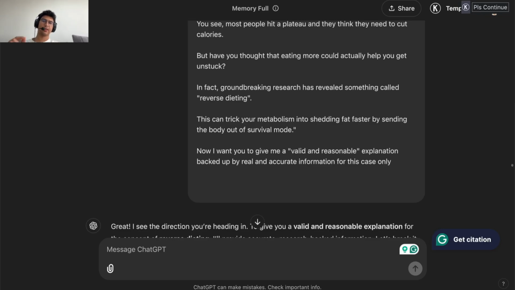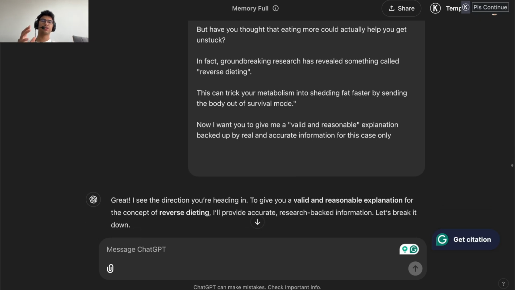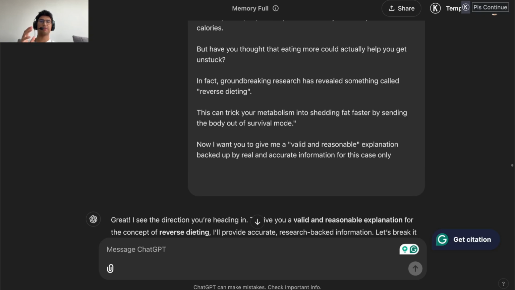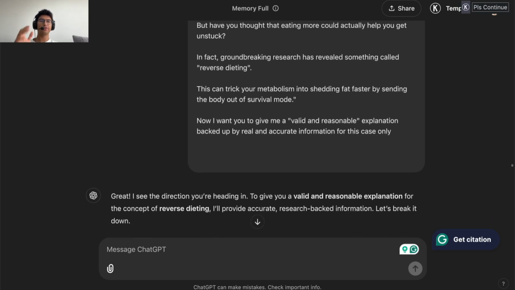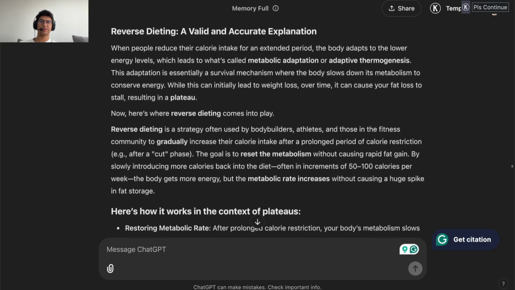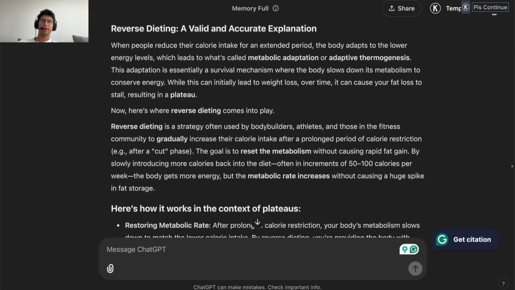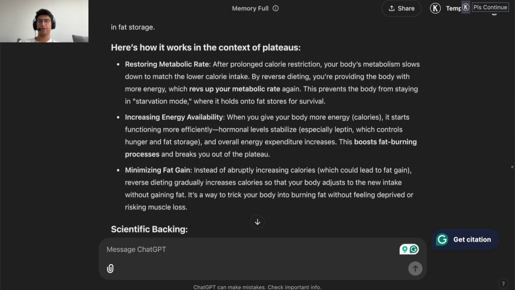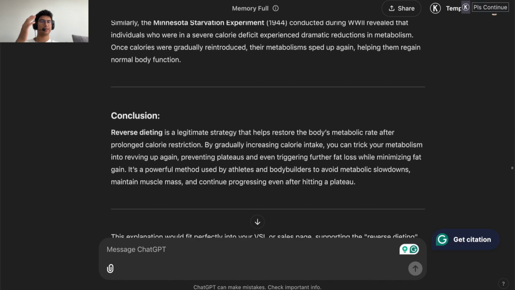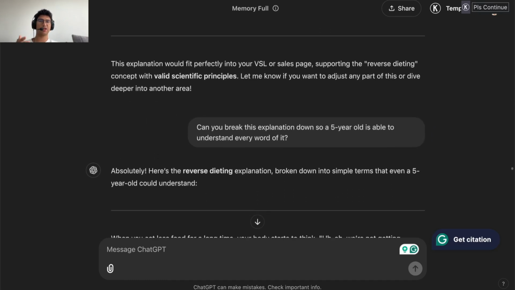And now I tell them, now I want you to give me a valid and reasonable explanation backed up by real and accurate information for this case only. So I would change this and put, instead of real and accurate information, I would put like, give me a valid and reasonable explanation backed up by science for this case only. And so here's the explanation it gives me, like, blah blah blah. And you use this, bro, and this is fire. I'm telling you, this is fire.